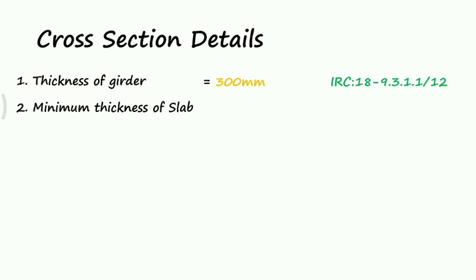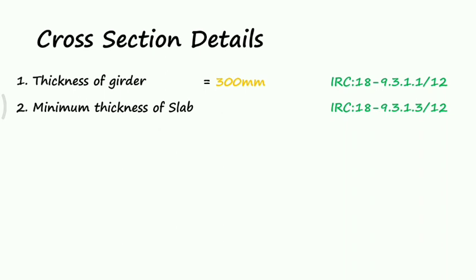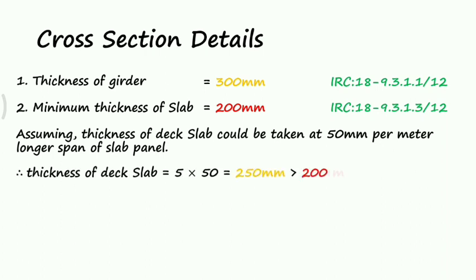Minimum thickness of the slab. As per IRC 18, 9.3.1.3, page number 12, the minimum thickness of the deck slab including that at cantilever tips shall be 200 mm. So here also we'll take minimum thickness of the slab as 200 mm. Assuming thickness of the deck slab could be taken at 50 mm per meter of the longer span of the slab panel. As here the longer span is 5 meter, the thickness of the deck slab is 5 into 50, 250 mm, which is greater than 200 mm.